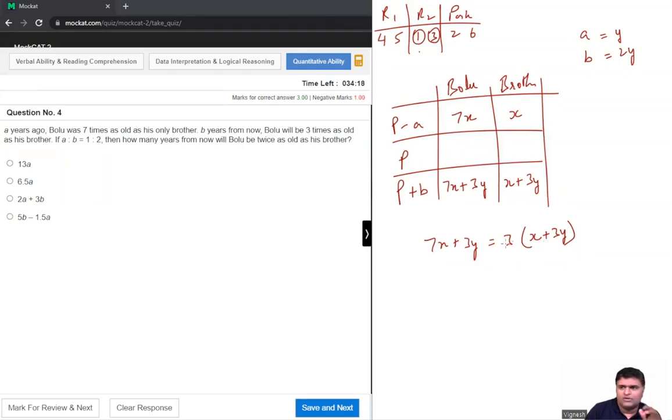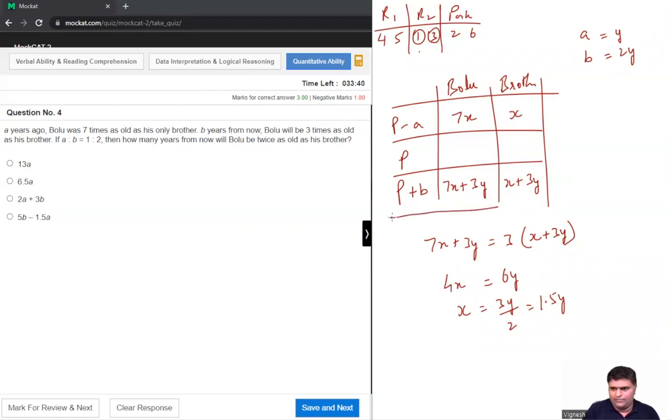Okay. 3x I move to this side. It becomes a 4x. 3y I move there and it becomes 3 into 3, 9y minus 3y is 6y. So x equals 6y by 4, or 3y by 2. Then how many years from now will Bolu be twice as old as his brother? Right? Twice as old as his brother. How many years from now? So x over here is 3y by 2, or can I call it 1.5y?